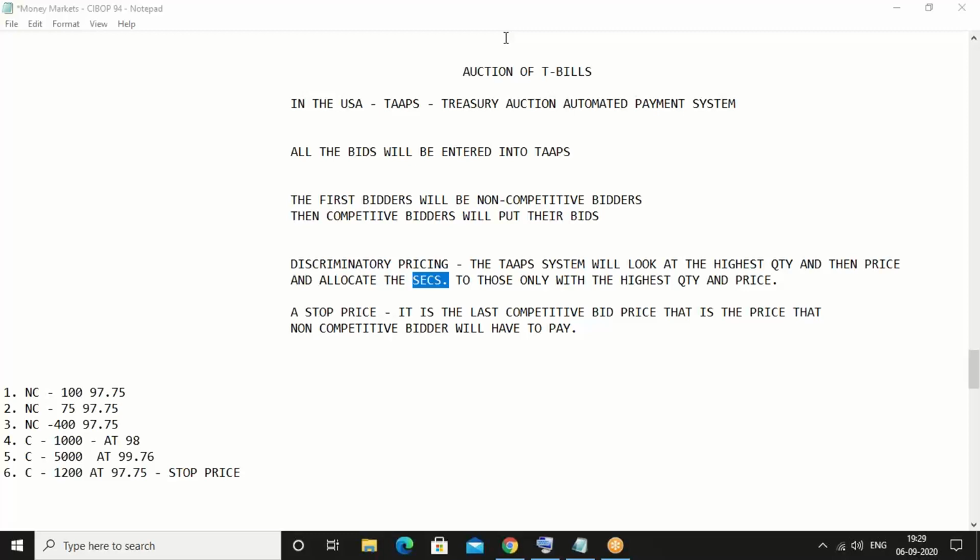But in the example that you've given, it doesn't take quantity into consideration. It takes the last price. See, this example is to help you understand the pricing for the non-competitive bidders. As a non-competitive bidder, whatever the last competitive bid price is, that's what they have to pay.